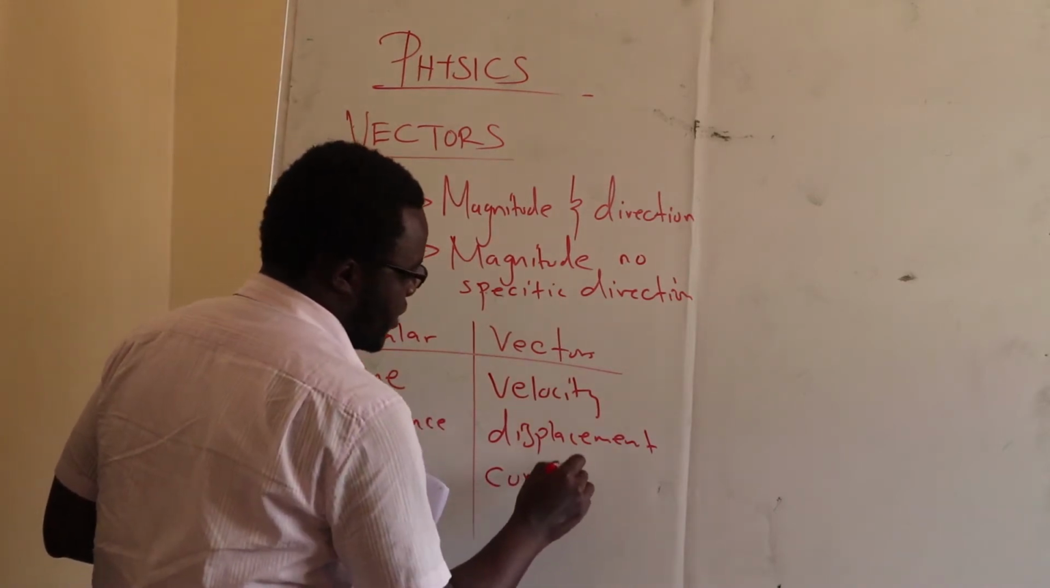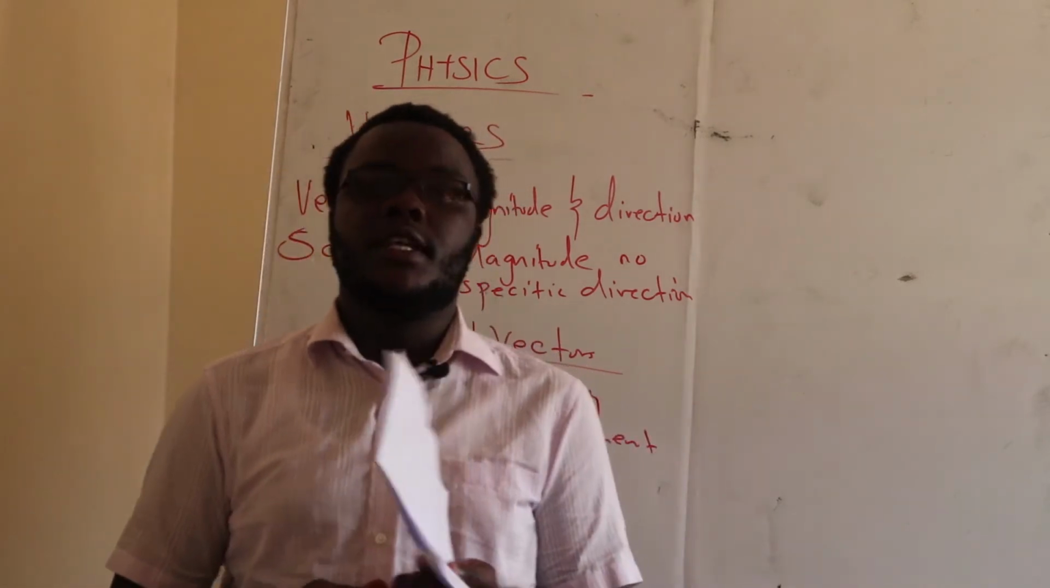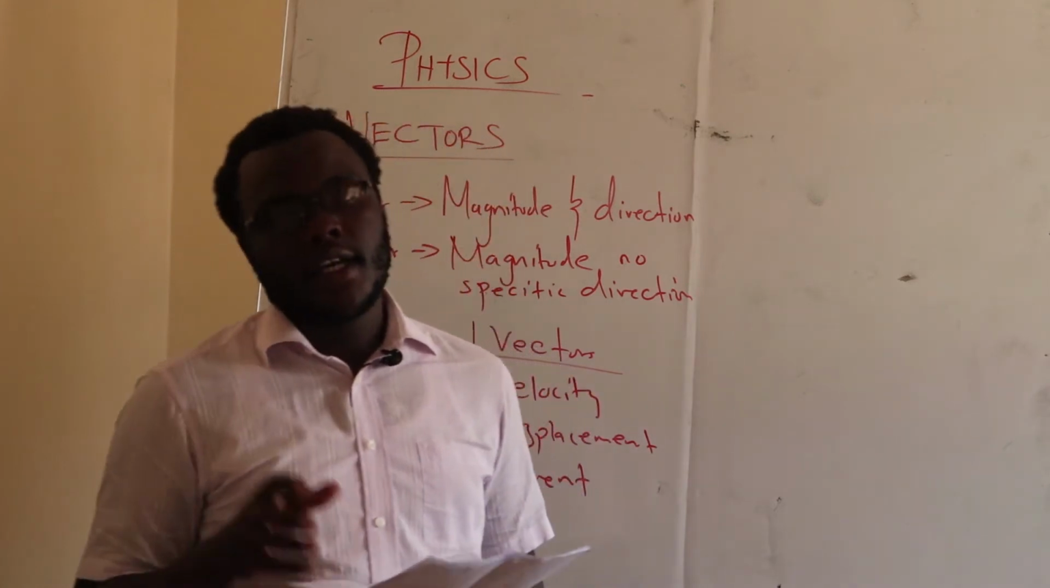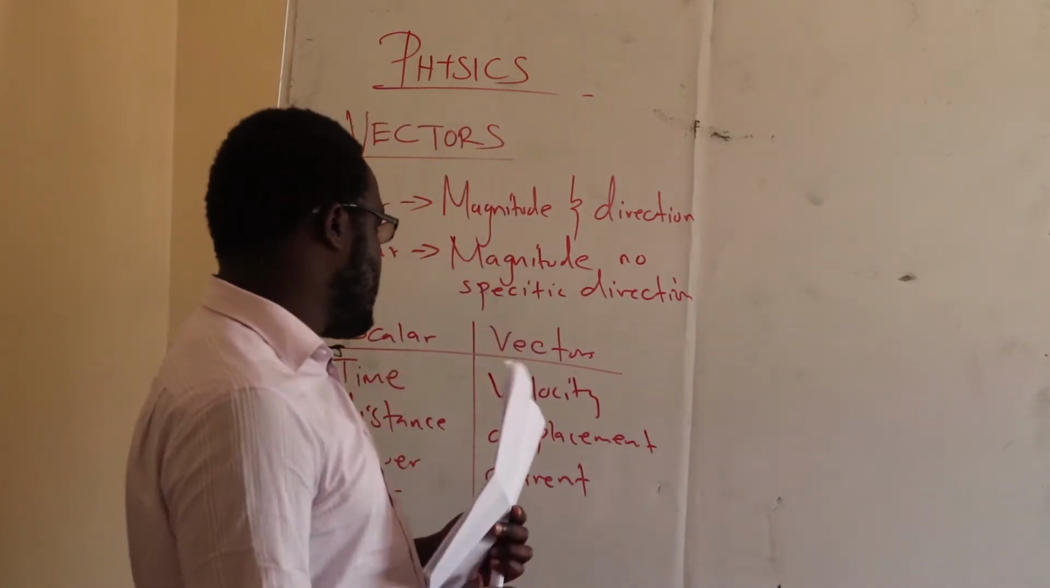Next, we have current. These are just random examples. For the case of current, current moves in a specific direction, and we can measure current using the ampere. It was among the standard units that we listed when we were beginning.